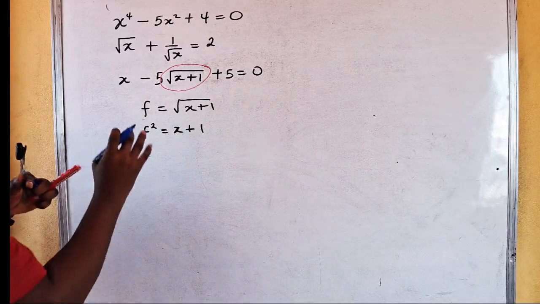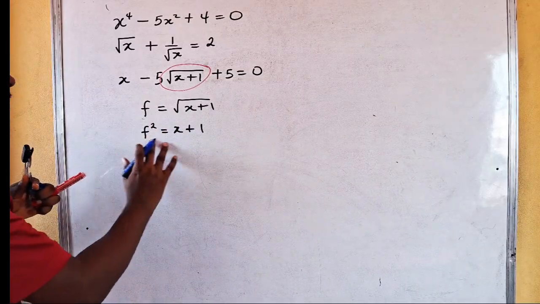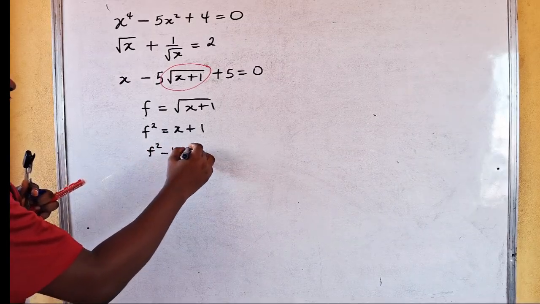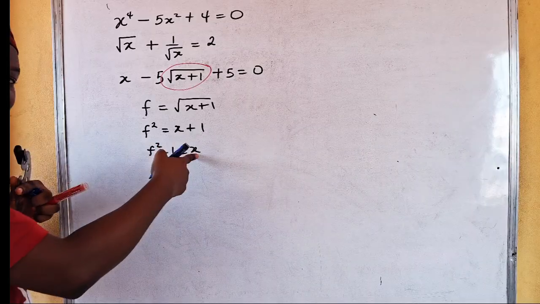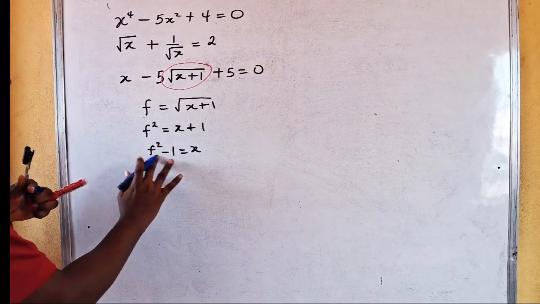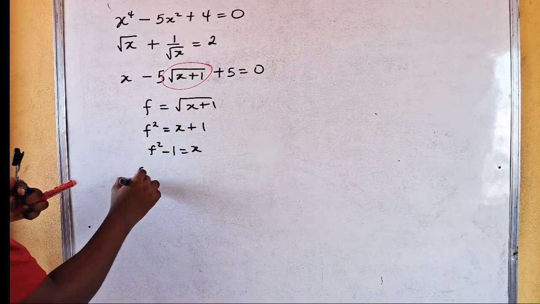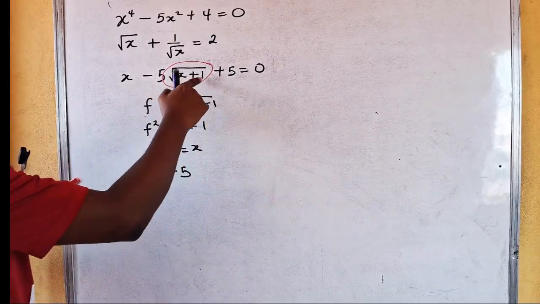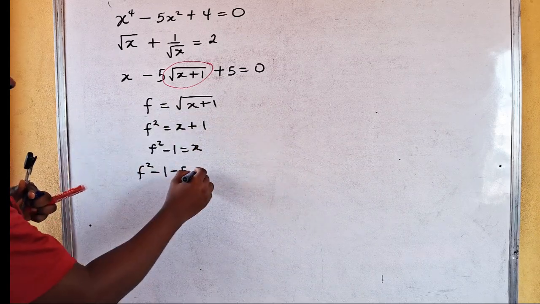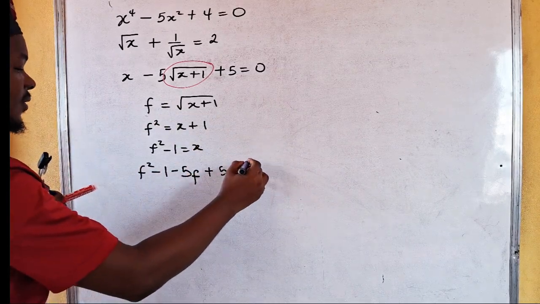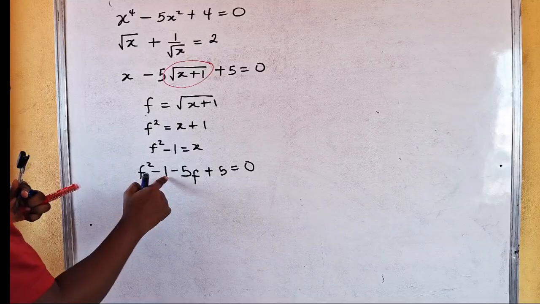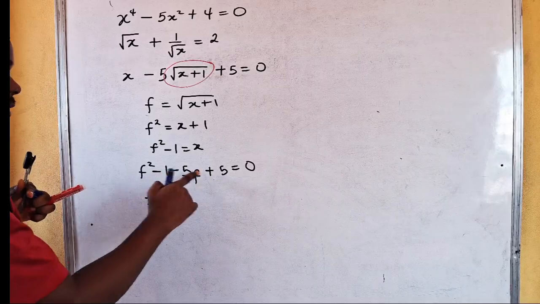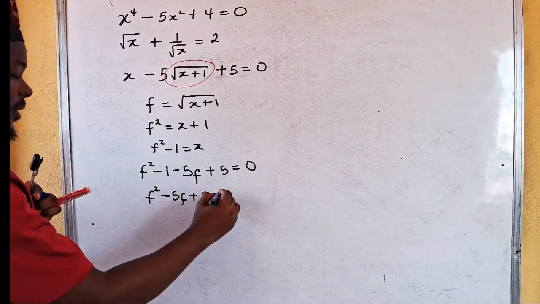Okay, I'm not done. We'll now make x the subject of the formula here. So f squared minus 1 equals x. Wherever I have x, I'm going to write this there. So instead of x, I'll write f squared minus 1 minus 5, that's this 5. Then square root of x plus 1 is f, so I'm going to put f there, plus 5 equals 0. Let's sort this out: minus 1 plus 5. So f squared minus 5f, then minus 1 plus 5 is plus 4 equals 0.